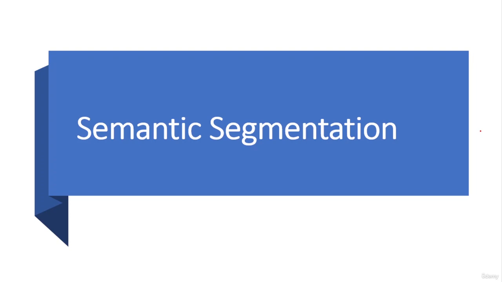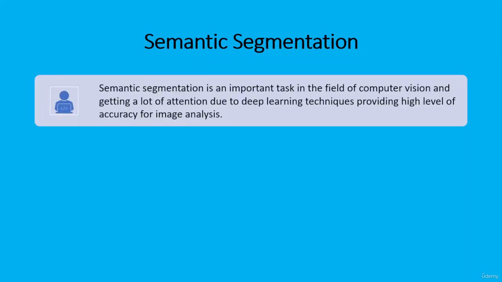So what is semantic segmentation? Semantic segmentation plays a vital role in the field of computer vision and is getting a lot of attention due to deep learning techniques providing a high level of accuracy for image analysis. Deep learning is one of the most effective approaches to semantic segmentation, which involves training a neural network to learn complex relationships between pixels and their corresponding class labels.